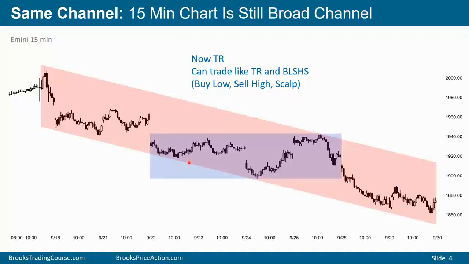A broad bear channel spends a lot of time in a trading range, and when it's in a trading range like this, you don't know if the bear trend will resume or if the bull trend will reverse up from a higher low major trend reversal. When it's in a trading range here for over 200 bars, you trade it like a trading range. You look to buy low, sell high, and scalp. If you want, since it's still in a broad bear channel, you can also swing trade.